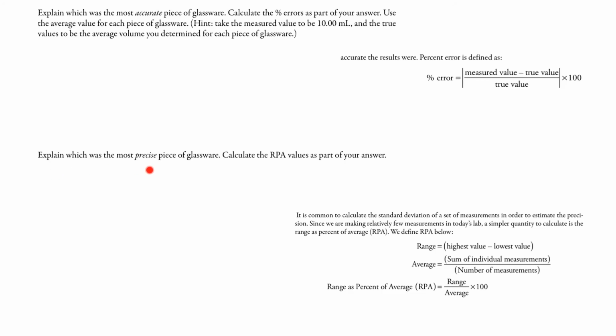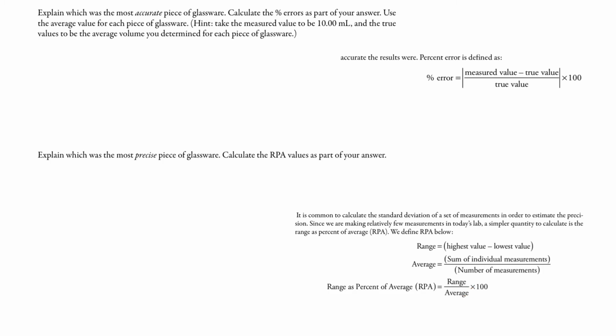And then we're going to explain which is the most precise one, and we're going to calculate what's called the RPA. On the intro to the lab, it explains what an RPA is; the RPA stands for range as percent of average. So the range is the difference between the biggest one you got and the smallest one you've got. So the less precise it is, the bigger the range should be. So as percent of average, we're going to average out the values we get. So let's just add them all up, divide by the number. And then we're going to compare the range to the average.